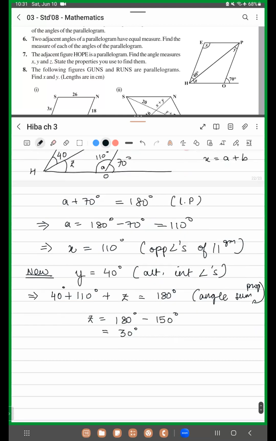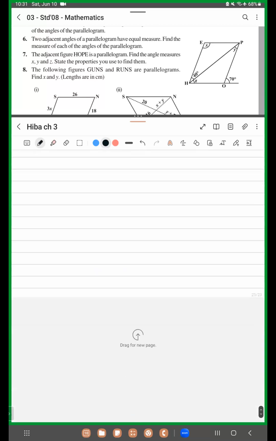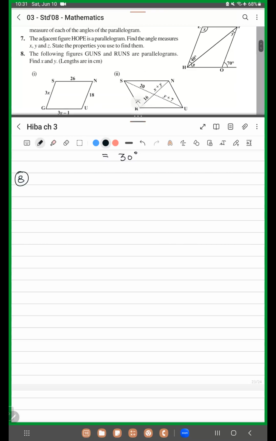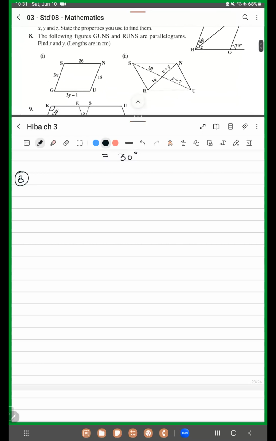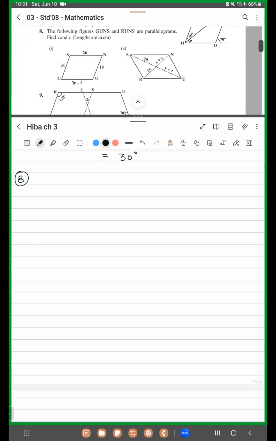Fine. This was the 7th question. Now let's come to the 8th one. The following figures GUNS and RUNS are parallelograms. Find X and Y, lengths are in centimeters. Okay, so this is very easy. Tell me, how are you going to find X in the first one, GUNS?